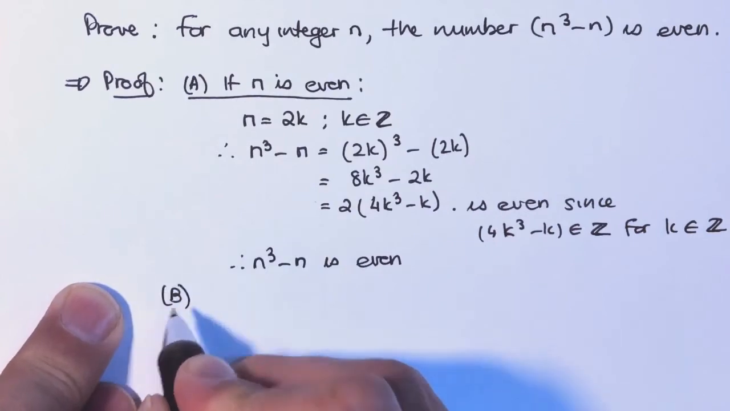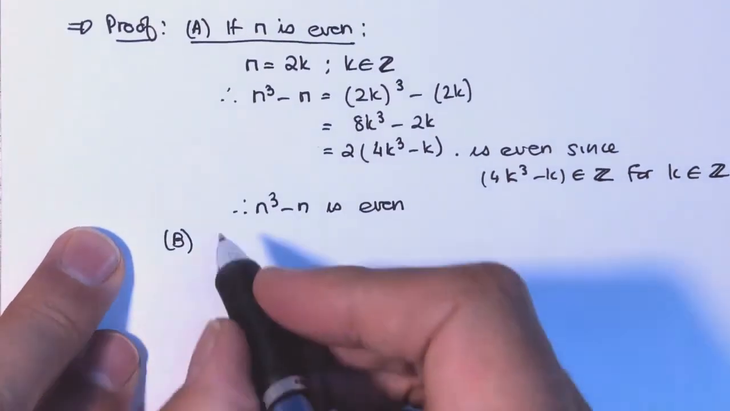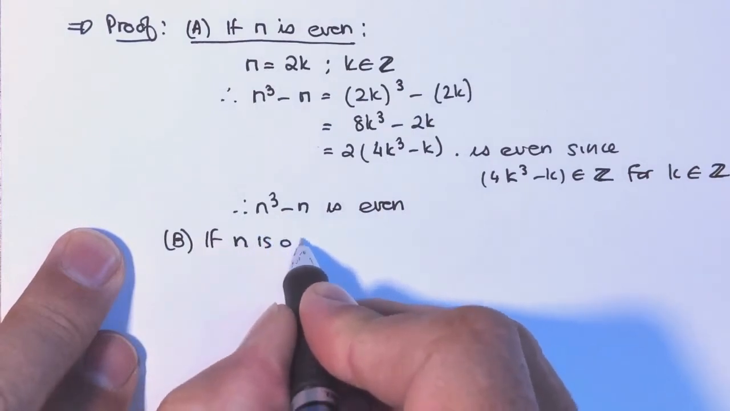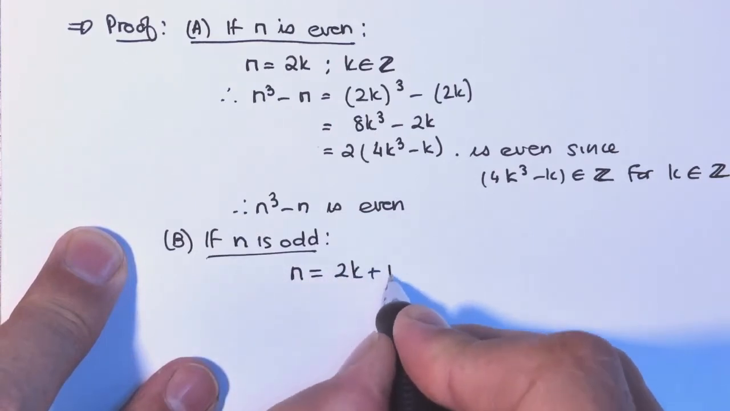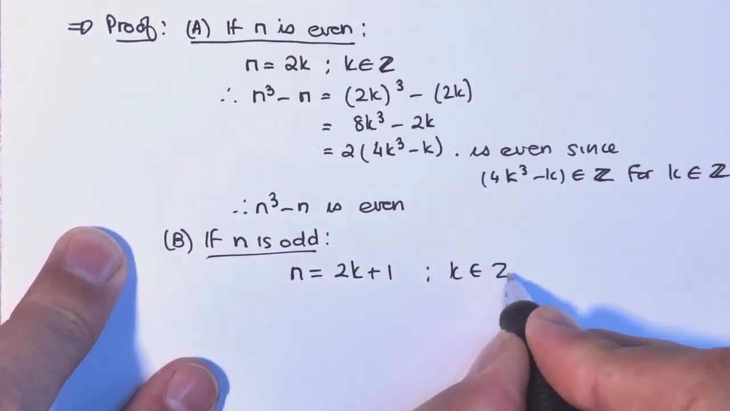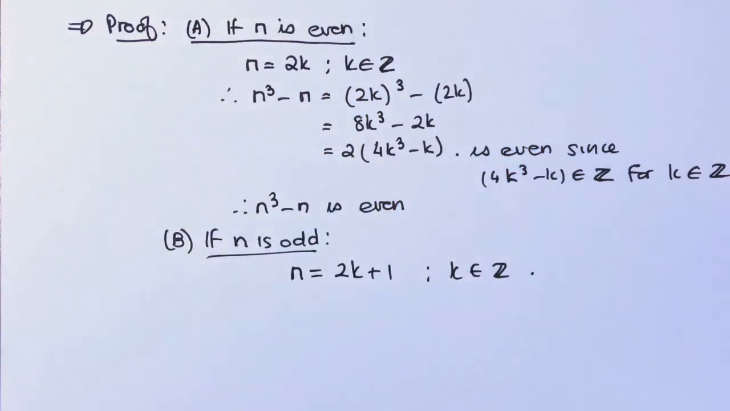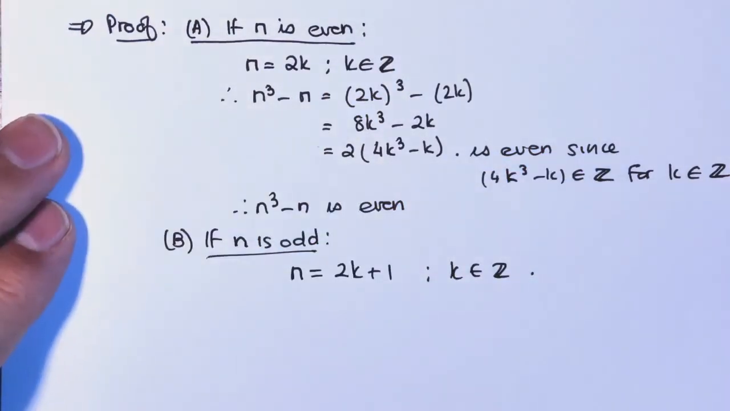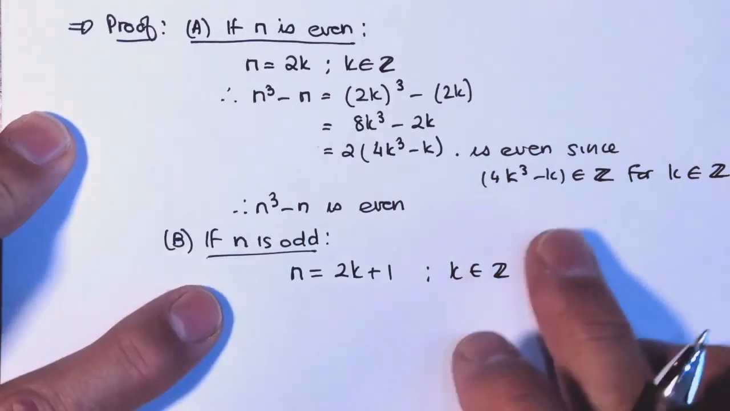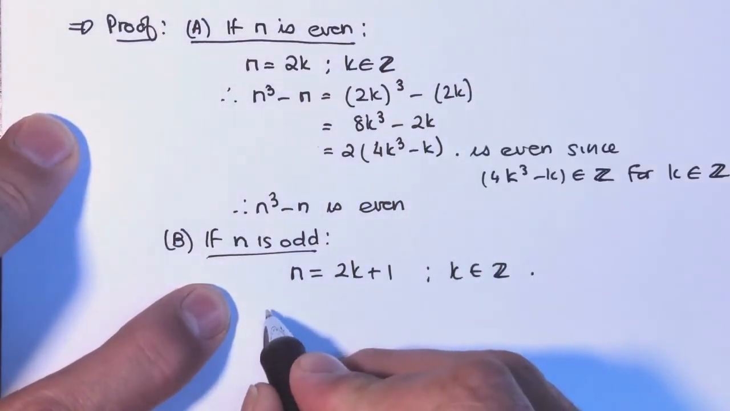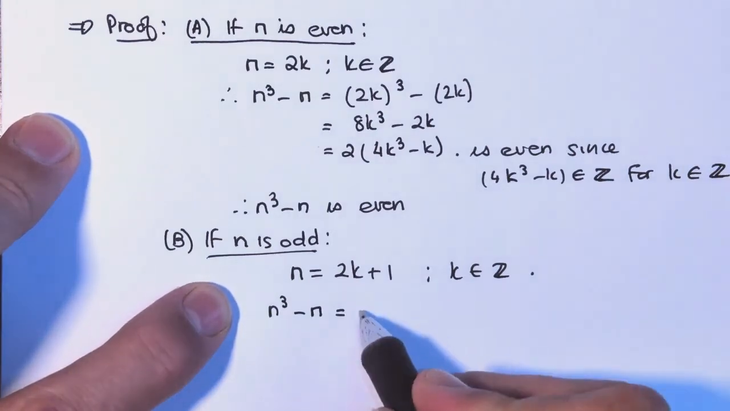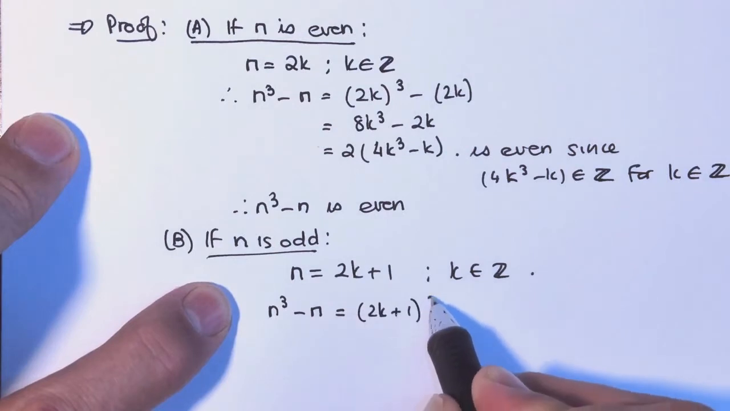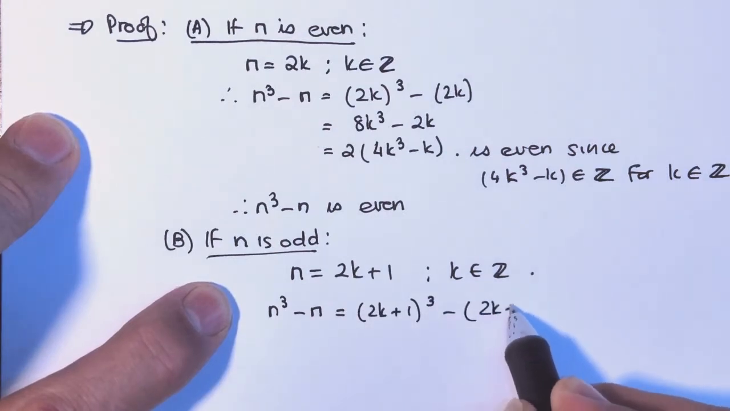Let's go and look at the second part. What happens if n is odd? If n is odd, then we learned we can write n as 2k plus 1 for some integer k. It's even plus 1, which means it's odd. Now what does this mean for that statement up there? What does n cubed minus n become? Let's substitute in. We get (2k plus 1) cubed minus (2k plus 1).